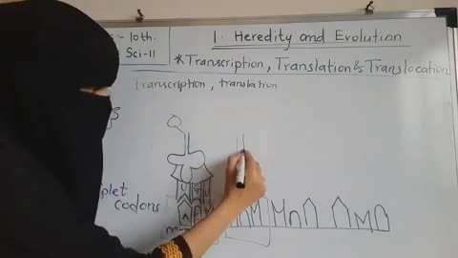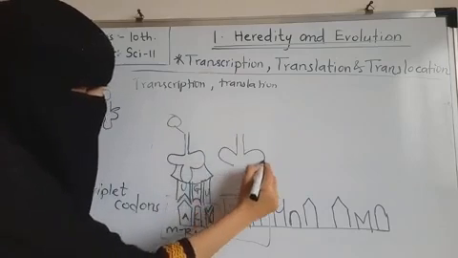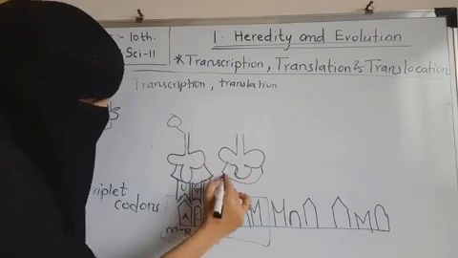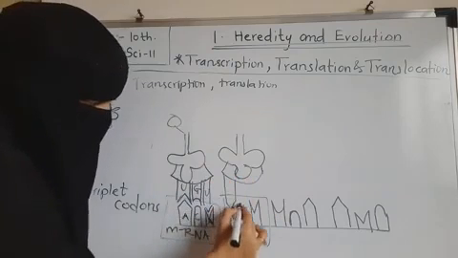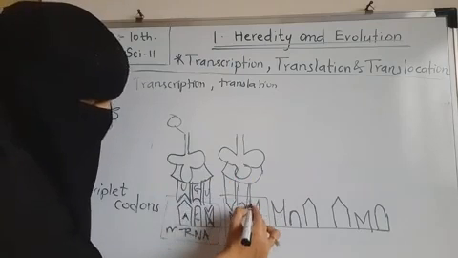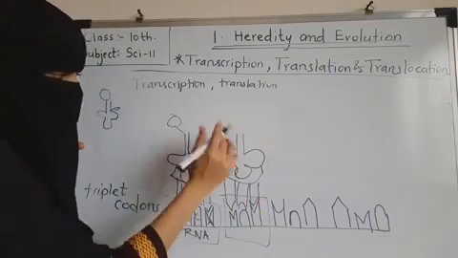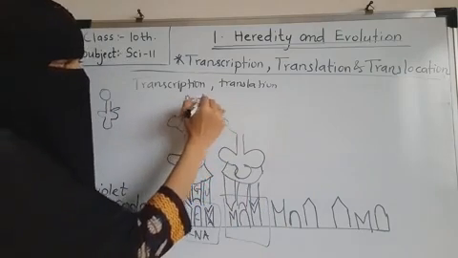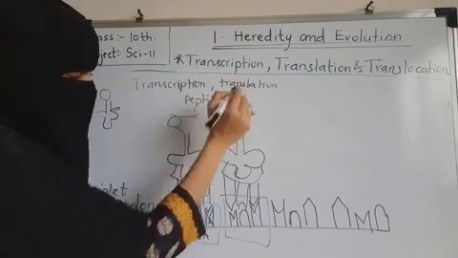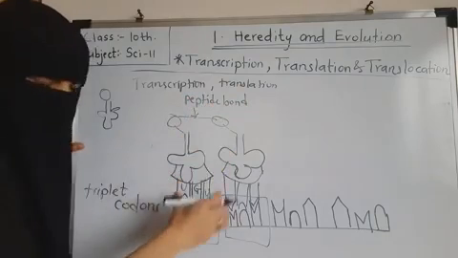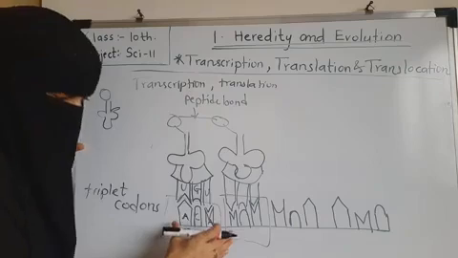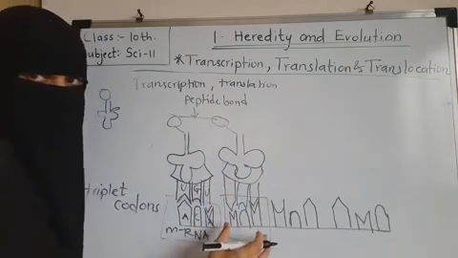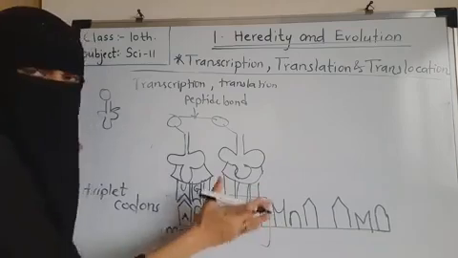Then comes another transfer RNA. It will bring another amino acid, which is complementary to that codon. So here comes another one, and they are bonded by a peptide bond. See, one transfer RNA came, attached itself to the complementary codon, and then its work is over. Then the second came, attached itself to its complementary codon, and then its work is over.